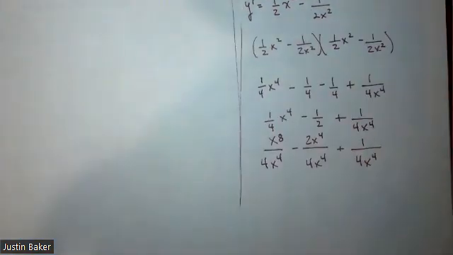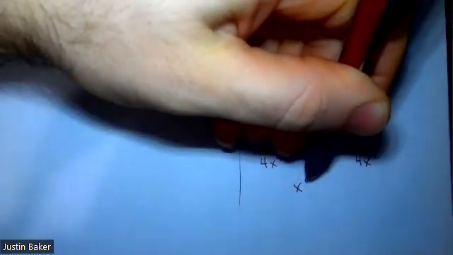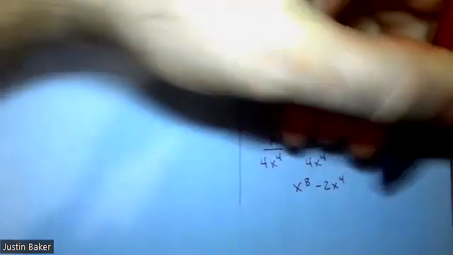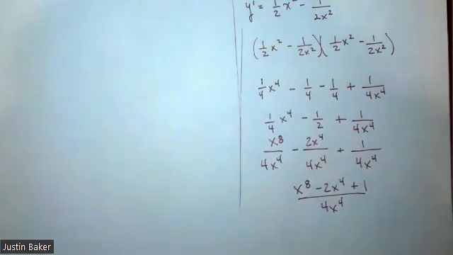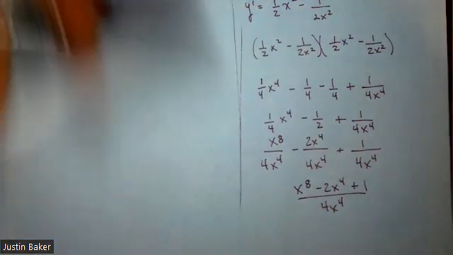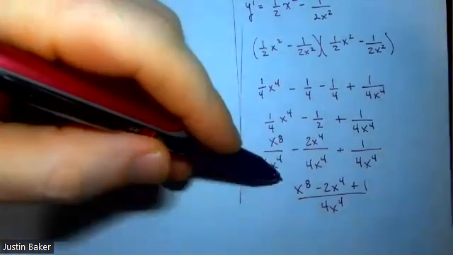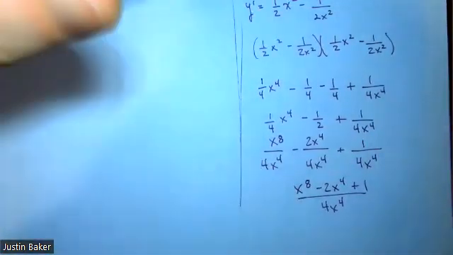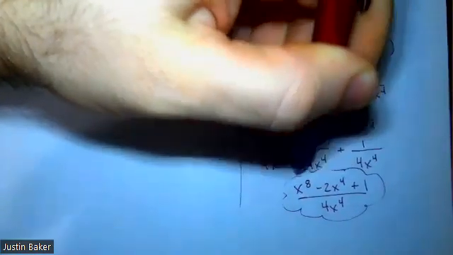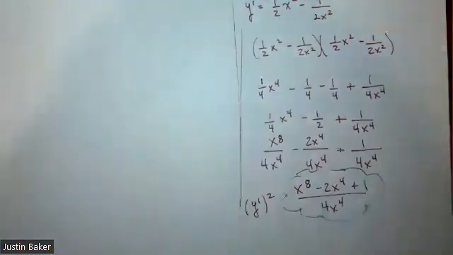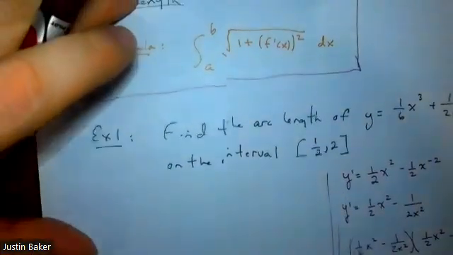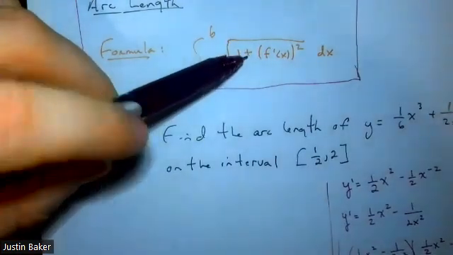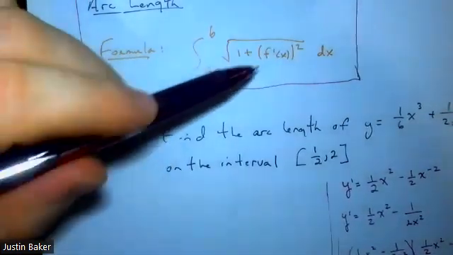Okay, so now that we have a common denominator, we can write this as x to the 8th minus 2x to the 4th plus 1 over 4x to the 4. All right, so what exactly is this that we found here? This is the derivative, and we squared it. So this piece right here represents y prime, the derivative squared, or f prime of x squared. So into our formula now, what was our formula? It was the integral of 1 plus the derivative squared. So we already went and found this piece now.